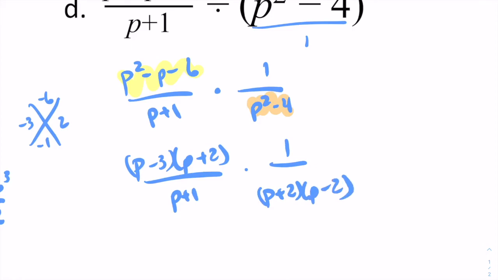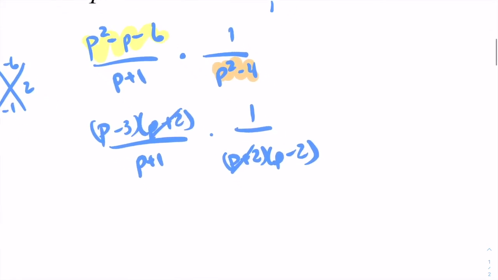Now let's start simplifying what we can. So the p plus 2's can simplify. Anything else doesn't look like it. So my simplified expression would be p minus 3 over p plus 1 and p minus 2.